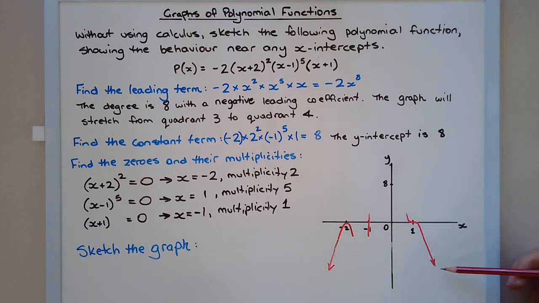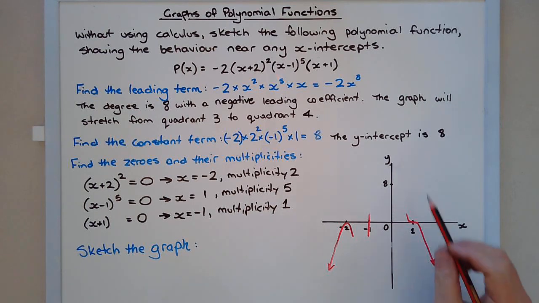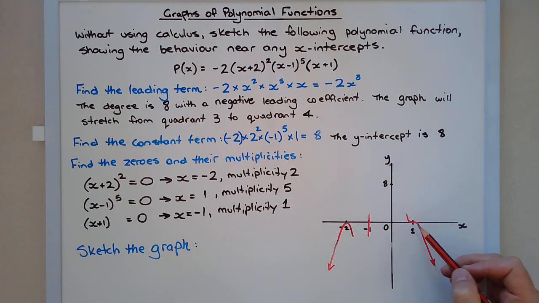Now, in quadrant 4, so I'm going to the other side, starting from this end, going backwards, the zero at x equals 1 has multiplicity 5, which means that it'll cut through the x-axis. The curve will pass through it, but kind of as if it's a cubic curve. So it'll be tangent to it as well, hence it'll have this shape.